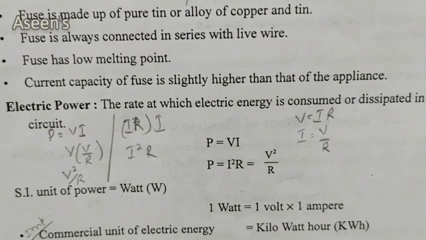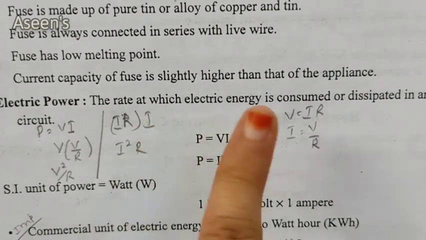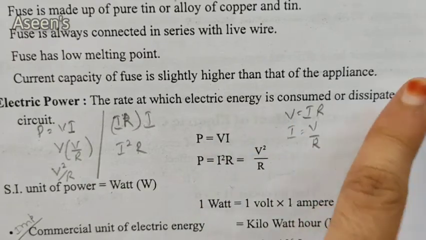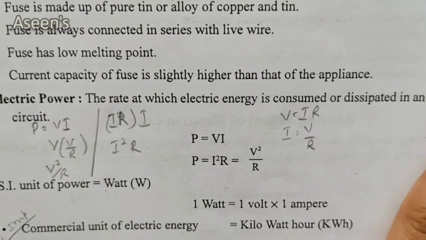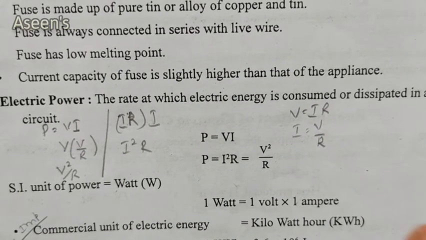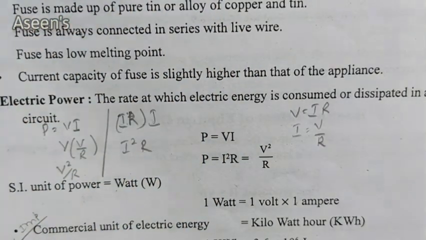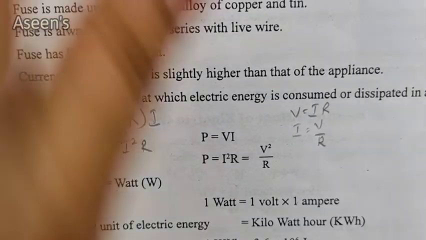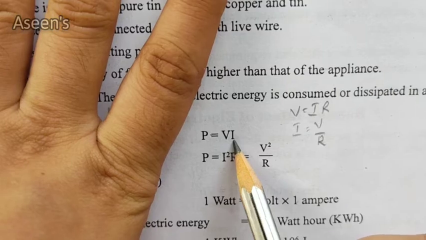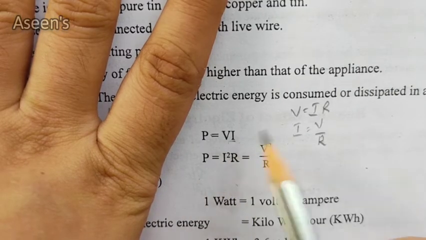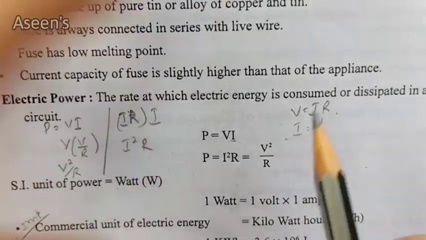Next, let's talk about electric power. Electric power is defined as the rate at which electrical energy is consumed or dissipated in an electric circuit. In short, it is how much electricity you use, at what rate you are using it. The formula for electric power is P is equal to VI, what we have seen before, but you can substitute V and I with respect to Ohm's law. So either you can put V is equal to IR or I is equal to V by R.